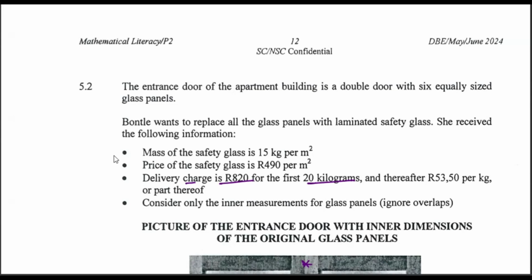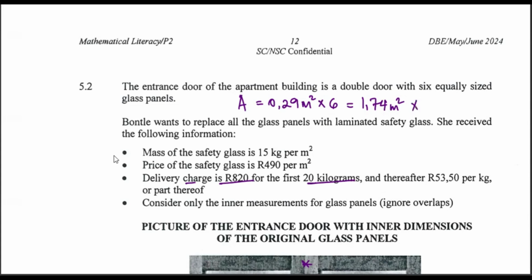So number one, we know very well that the area we've got for only one panel was 0.29 meters squared. But remember, there are 6 of them. So to find out the mass of safety glass, how many kgs? 15 per kg. So if there are 6, we shall multiply by 6. I'm looking for the total area. So the total area here is 1.74 meters squared.